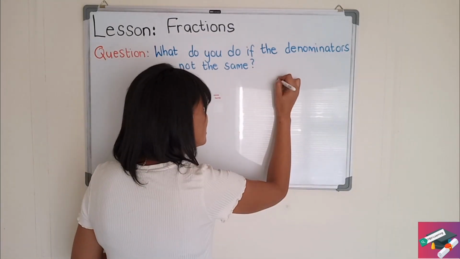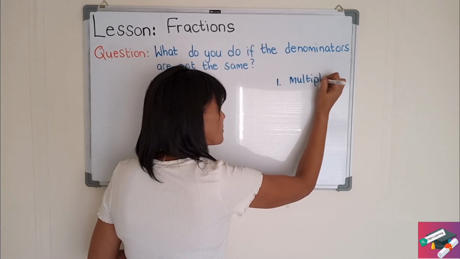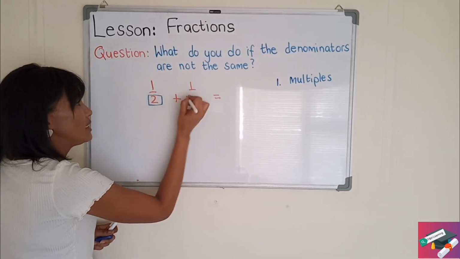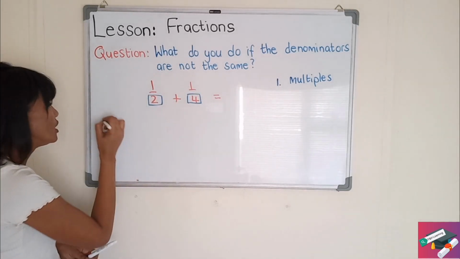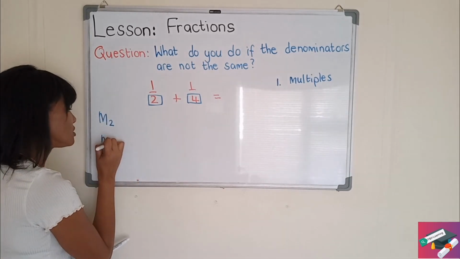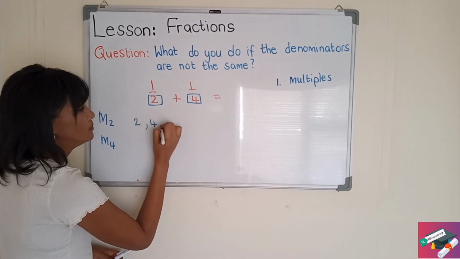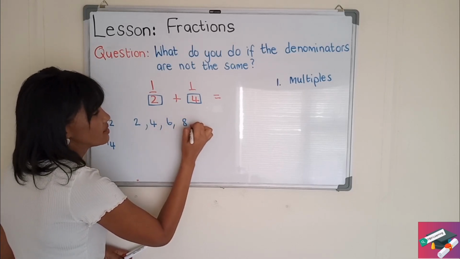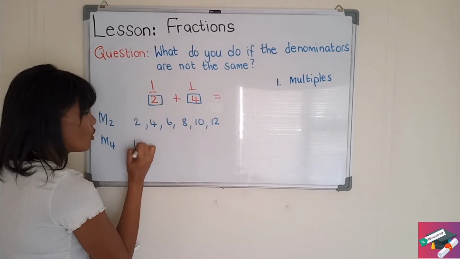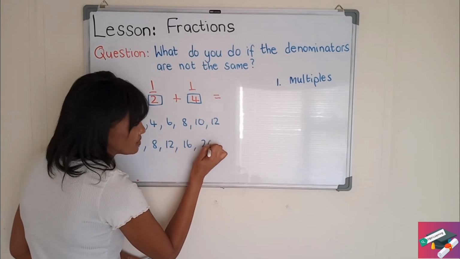Our first step is we need to find multiples. So I'm going to find multiples by using my denominators. Right, so multiples of 2 and multiples of 4. Right, so 2, 4, 6, 8, 10, and 12. Multiples of 4: 4, 8, 12, 16, and 20.